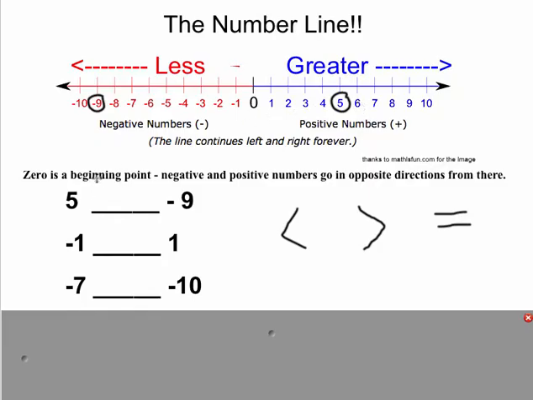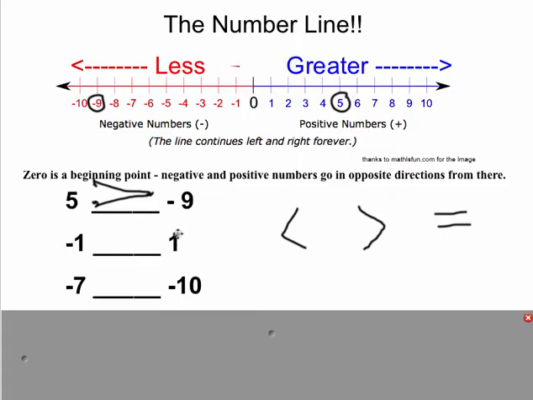So do you remember when we draw our alligator mouths, we put 2 dots on the bigger side, and then we put 1 dot on the smaller number side, and then we draw our alligator mouths because the alligator wants to eat the bigger number. Chomp. So 5 is greater than negative 9.